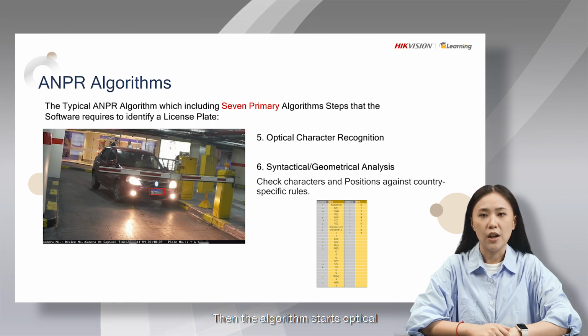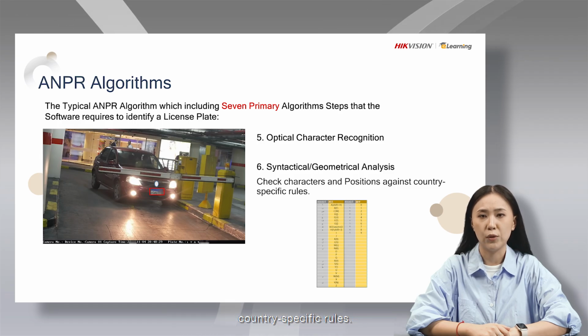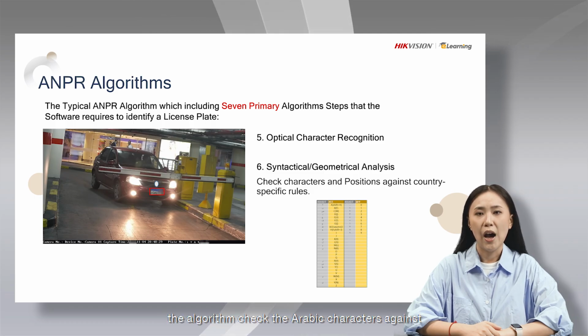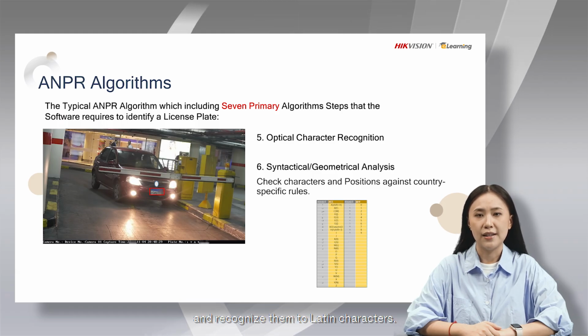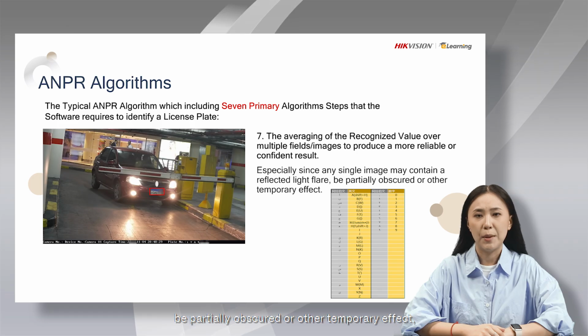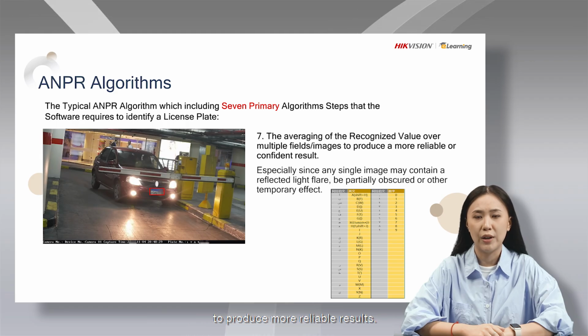Then the algorithm starts optical character recognition and finishes the syntactical or geometrical analysis, that is, checking characters and positions against country-specific rules. Here, we take the Arabic license plate as an example. The algorithm checks the Arabic characters against country-specific rules and recognizes them as Latin characters. Since any single image may contain a reflected light flare, be partially obscured, or have other temporary effects, in the last step, the algorithm averages recognition values across multiple frames of images to produce more reliable results.